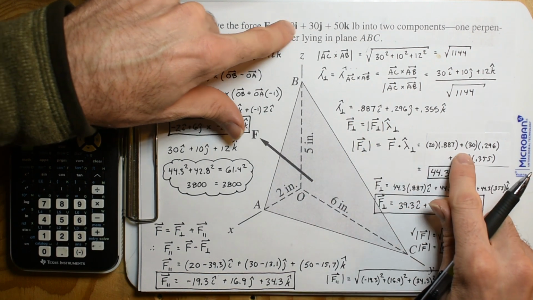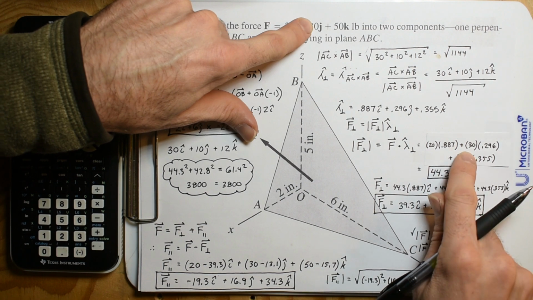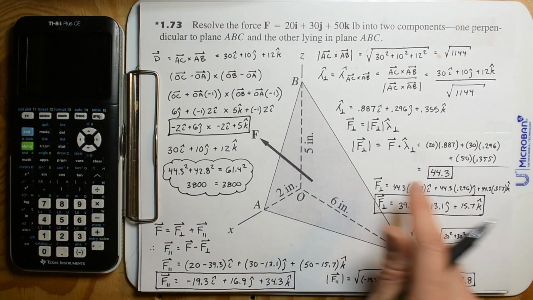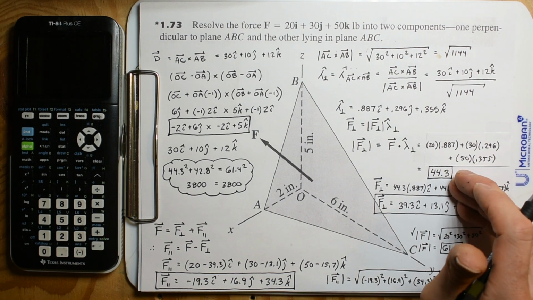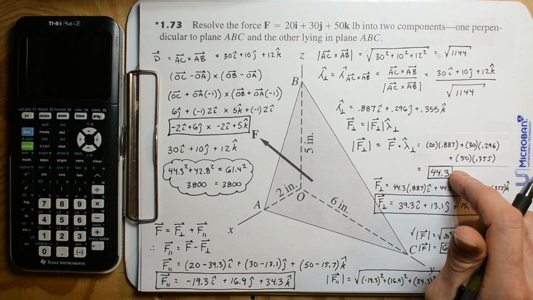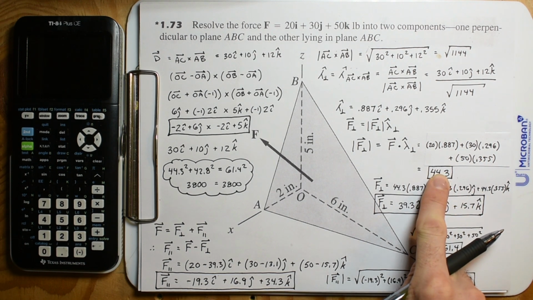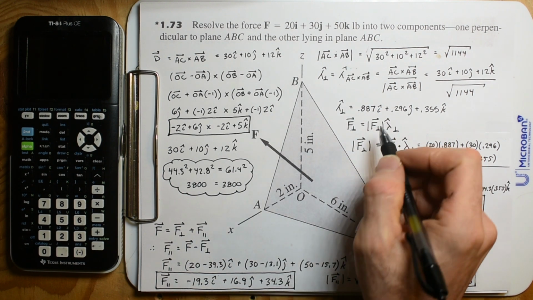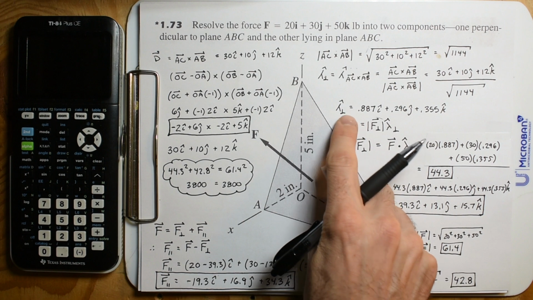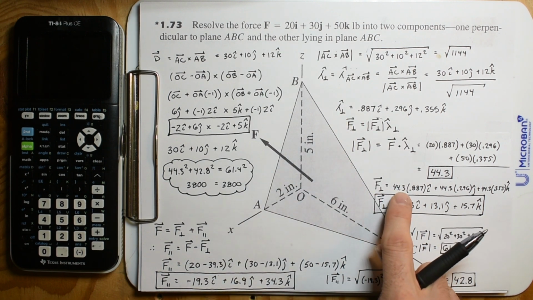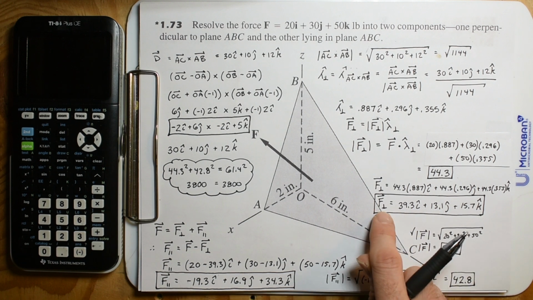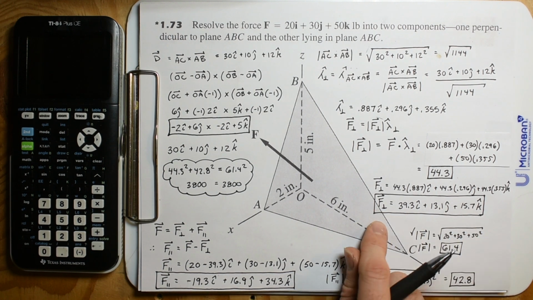And then we got 30 times that, and then we got 50 times that component of the perpendicular vector. Cool. And so we get a number. This is 44.3. And then we just multiply this 44.3 times that, like we said, once we find the magnitude, we just multiply it by the unit vector. So 44.3 times the I component is the I component. And so we can find each component of the perpendicular vector.